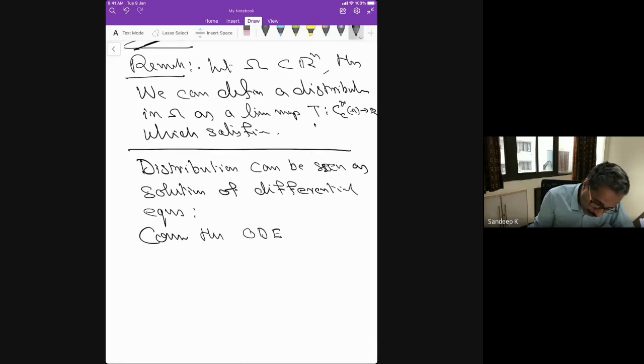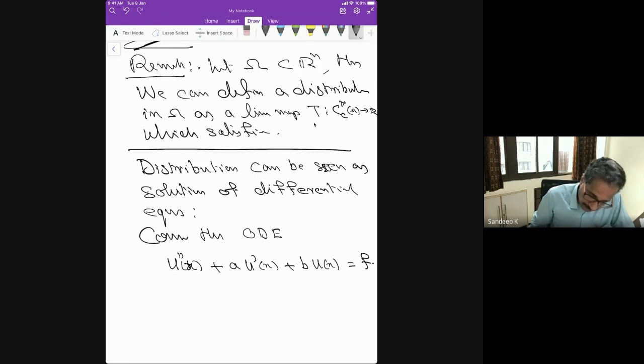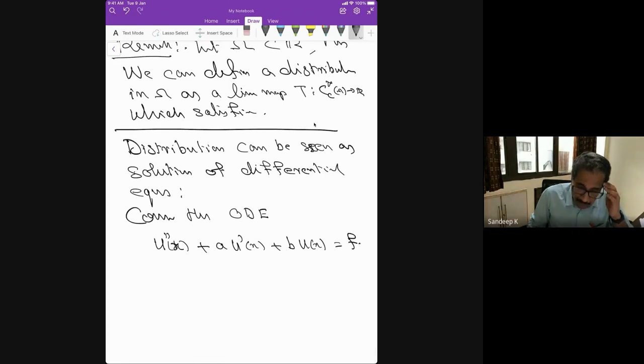So what is your standard notation for a second order differential equation, for example? Let me call it u second derivative, or u'' of x, plus some a times u' of x plus some b times u of x. Suppose I want this to be equal to some f. So suppose you want to solve the ordinary differential equation. What you do is you look for a function which is twice differentiable, and then you see whether this is going to be satisfied.